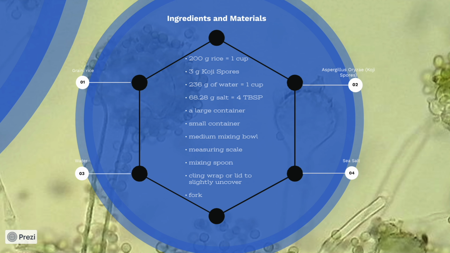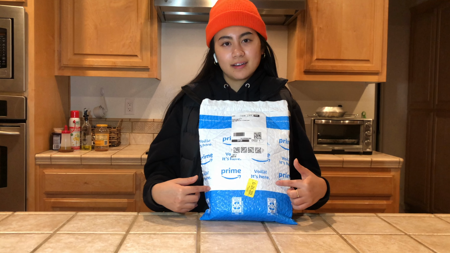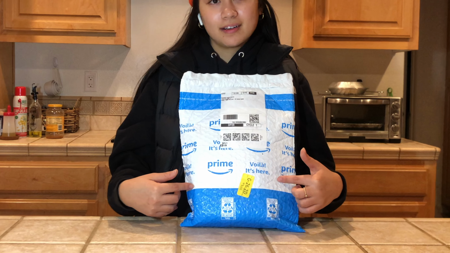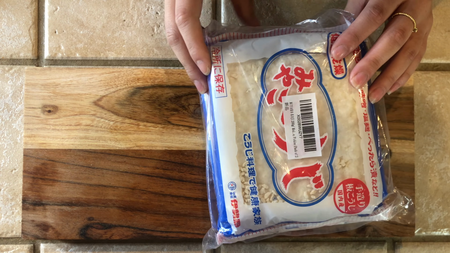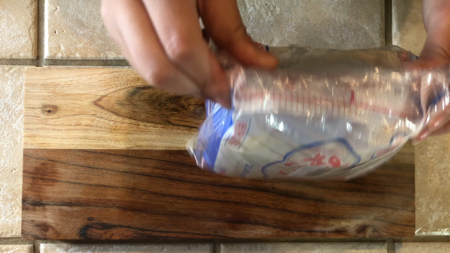Here's what you'll need: rice, Aspergillus oryzae, water, and sea salt. Step 1. Buy koji rice. I bought mine on Amazon and the brand is called Mayako Koji. It's $14.99. Step 2. Unwrap the koji rice from its package. As you can see, I'm struggling to open the wrapper.